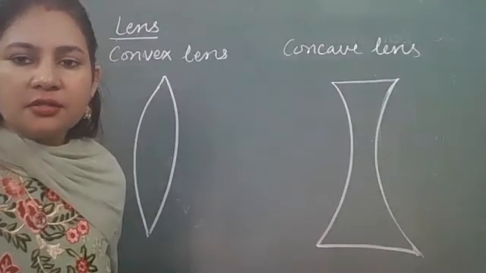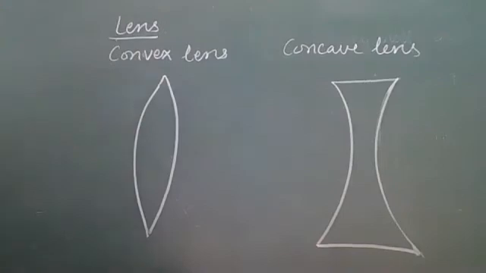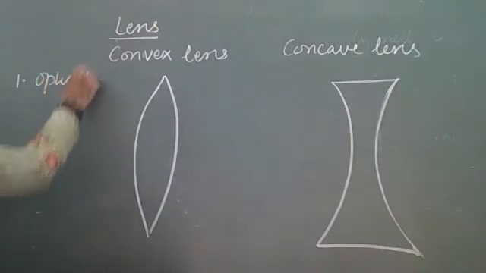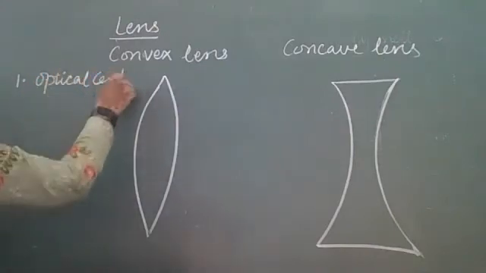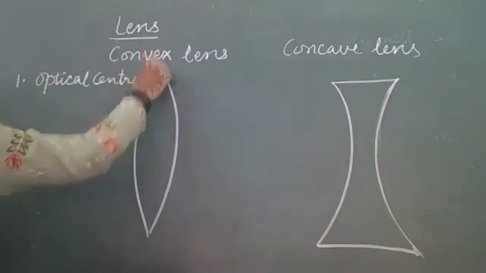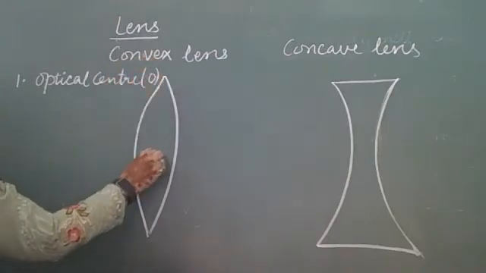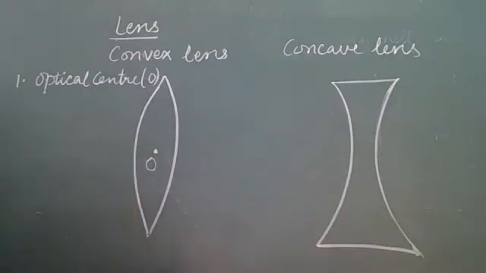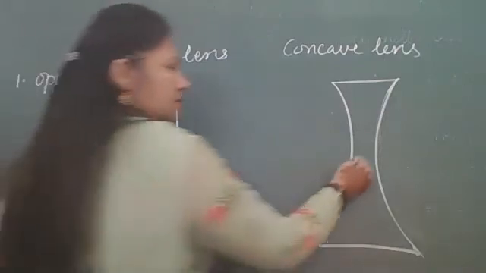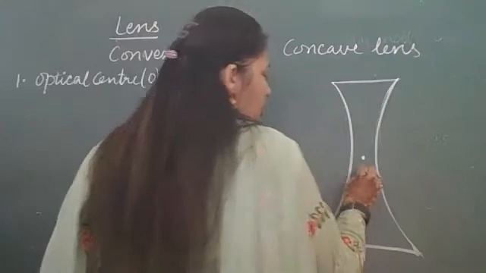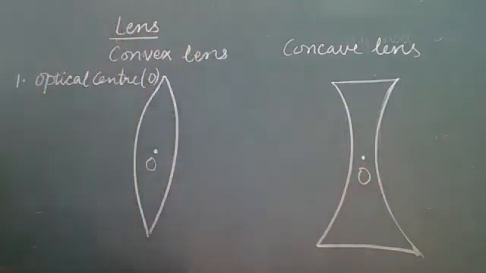Okay, no doubts? Alright. So let us define the first term, optical center. First term related to lens. Here there is no pole, but there is optical center denoted by symbol O. Center of the lens, simply. Center of the lens, that is called optical center. In both the cases, center of the lens, it is called optical center.